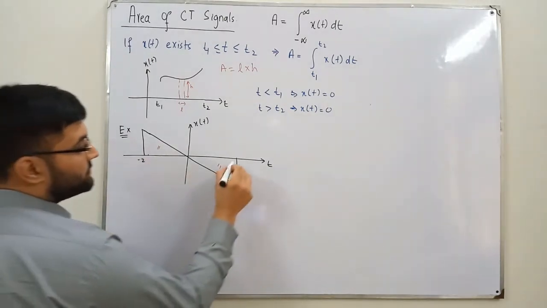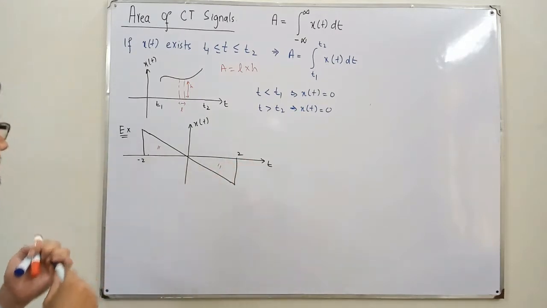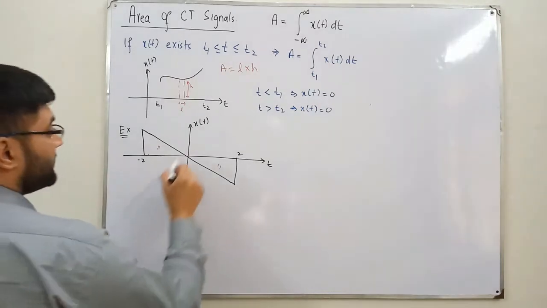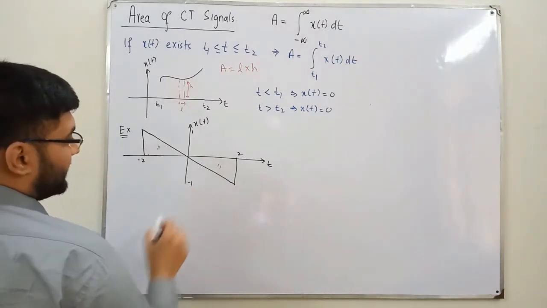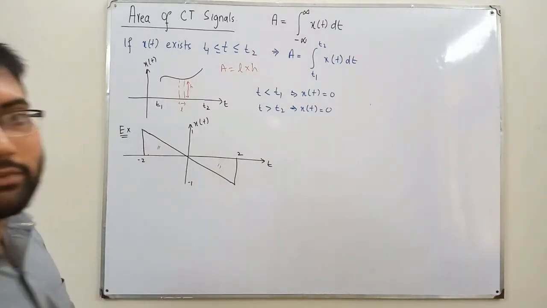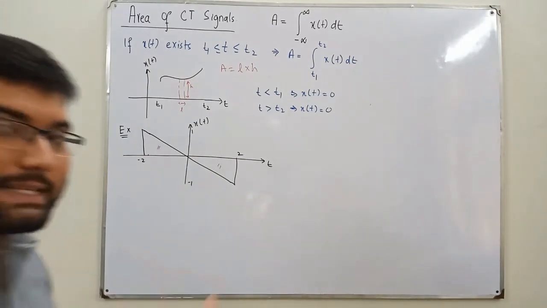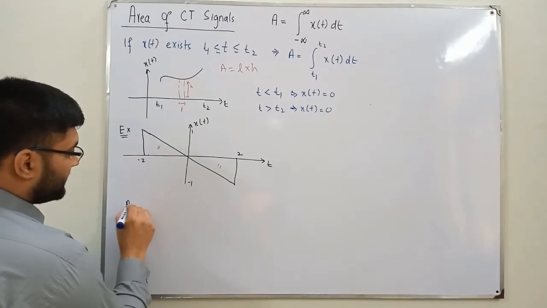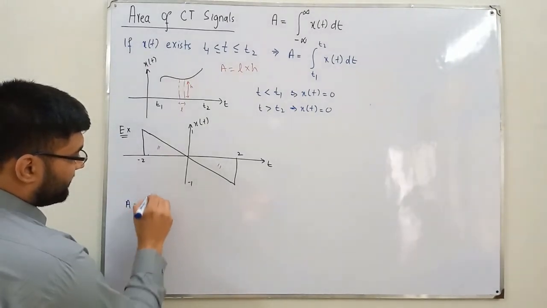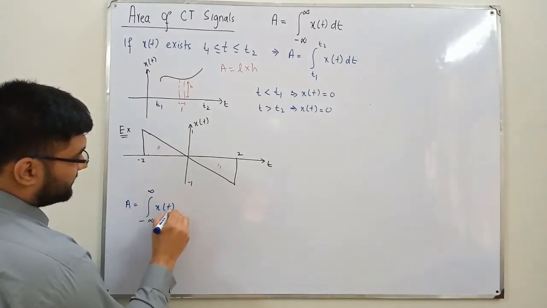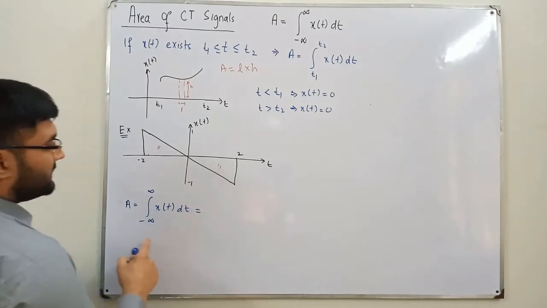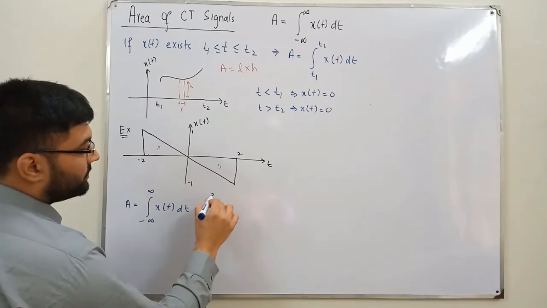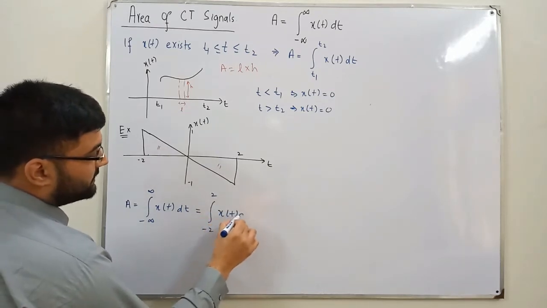Let's also mention the time. This is negative 2, this is positive 2. The amplitude is 1 over here, so this would be negative 1 over here. You could say this from the properties of your basic calculus. But if you want to do it, the area is calculated from negative infinity to positive infinity, x of t dt. But this exists only from negative 2 to positive 2, so you have negative 2 to positive 2, x of t dt.